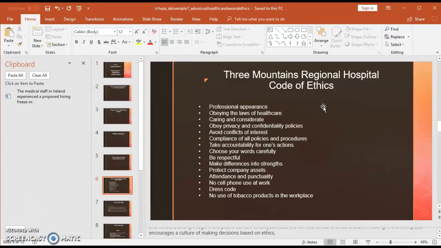Attendance and punctuality. No use of cell phones at work. Implementing the dress code. And no use of tobacco products in the workplace.